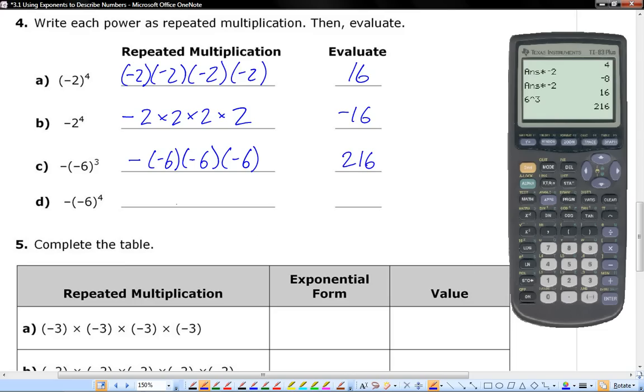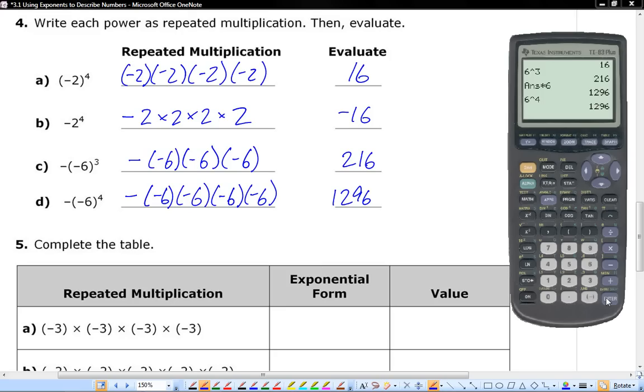And here we have negative 6 times negative 6 times negative 6 times negative 6. And so basically we've got one extra factor of 6 here from what we had last time, so this is 1296. Again, you can double check that by doing 6 to the power of 4.